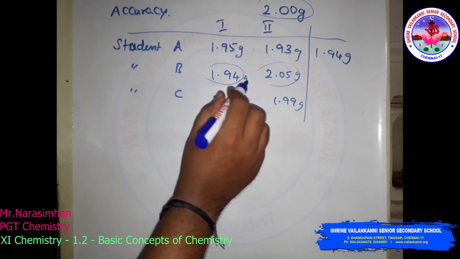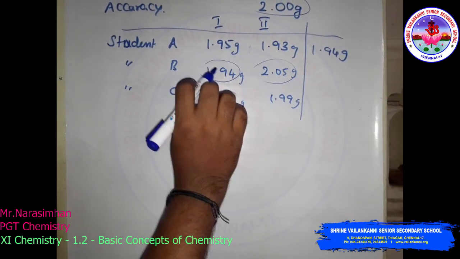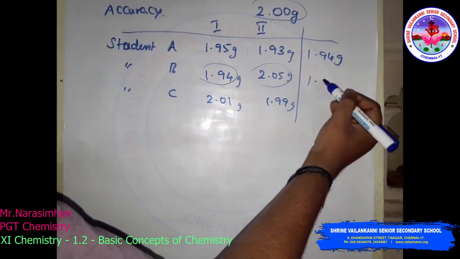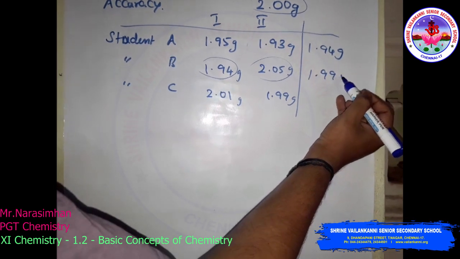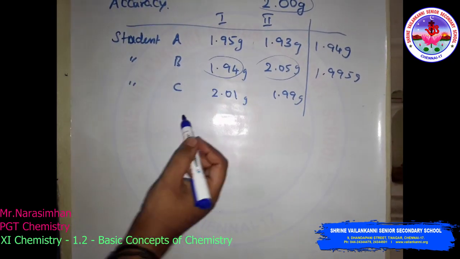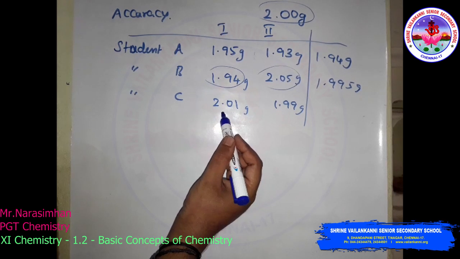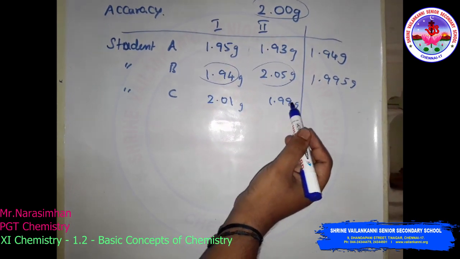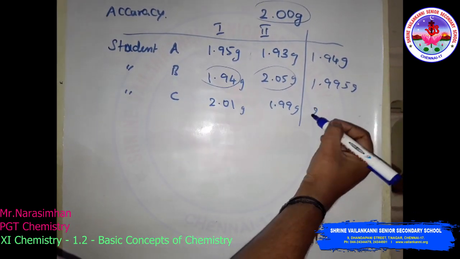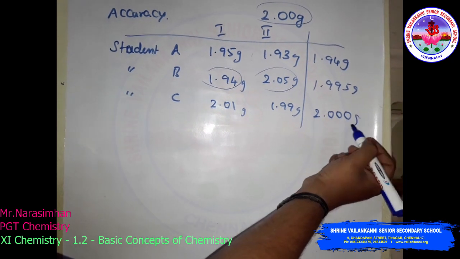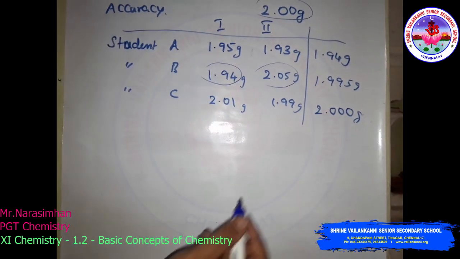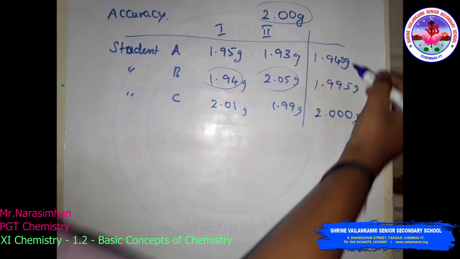Take 2.05 and 1.94, and you have to take the average. The average is 1.995 gram. Look at this, 2.01 and 1.99, the average will become 2.00 gram. So this is the accuracy.